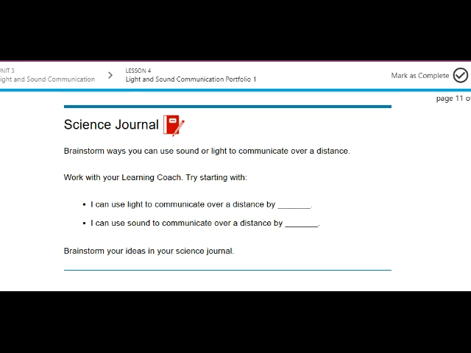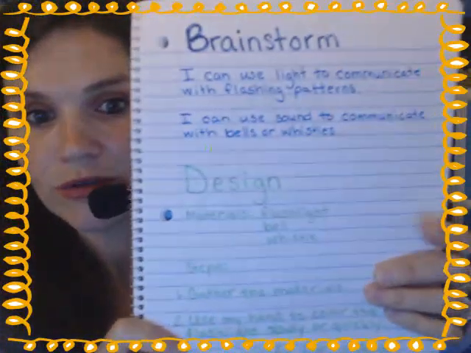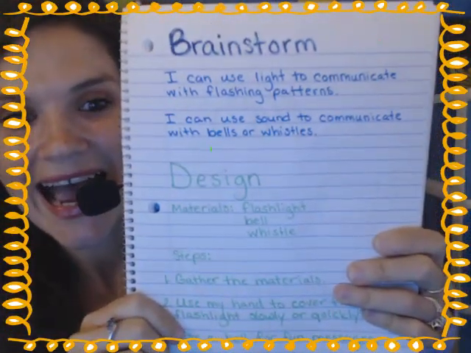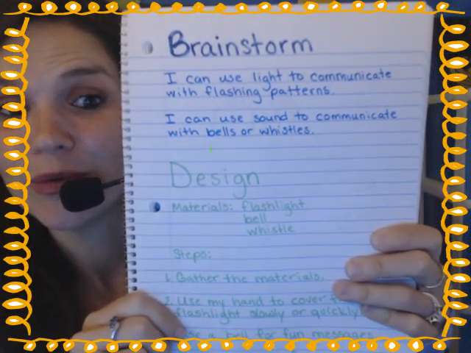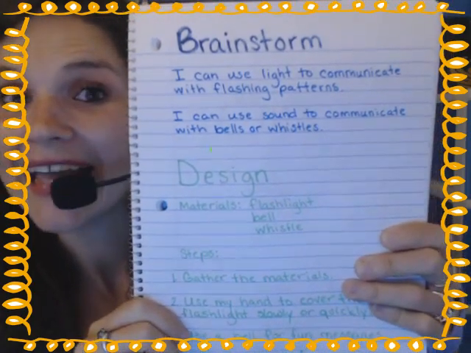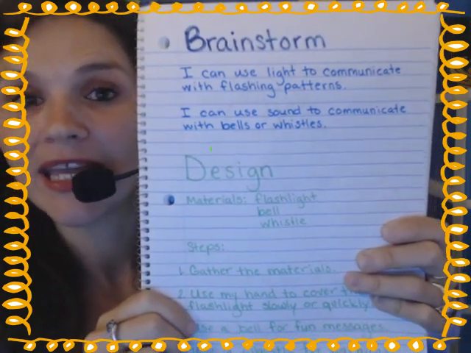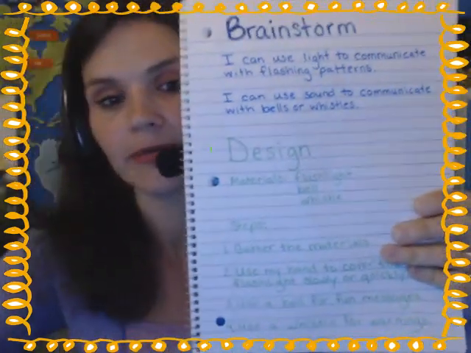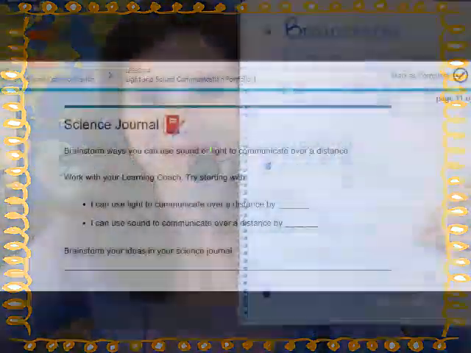So I made my sentences just a little bit shorter because this is first grade and I didn't want them to be too long, so I took out the over the distance part. But I said, I can use light to communicate with flashing patterns, or I can use sound to communicate with bells or whistles. Remember, you can use light, sound, or both. So you don't have to do both options, but you have to do at least one.